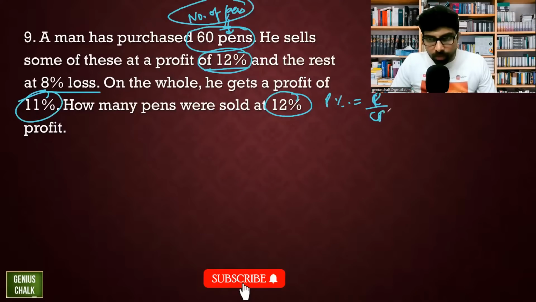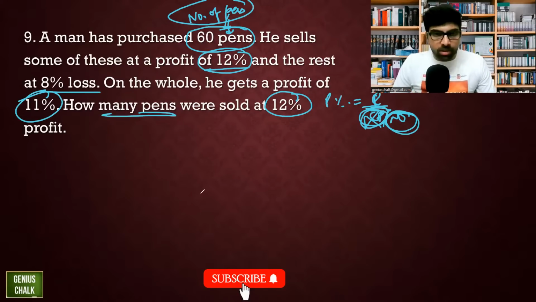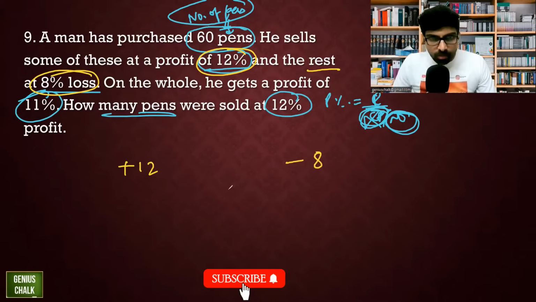This is profit by cost price, but cost price is not given. What is given? Number of pens. So here, cost price is not given, so we can't take it. We have to take number of pens only, because it is asking how many pens. So let's apply alligation. First, 12% profit. For profit, I will use a plus sign. The rest at 8% loss, so this is minus 8. Overall, he gets a profit of 11, right?